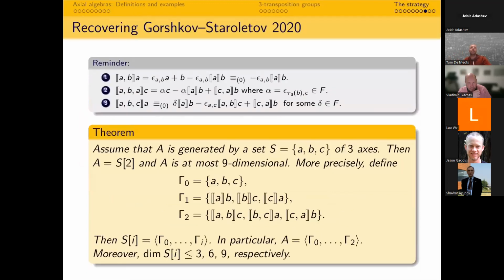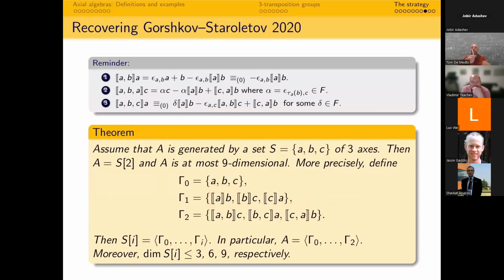Yeah, so the 3-generated case by Goshkov and Stavrolitov from 2020. And this is just how you do it. You build these elements level by level. You start with level A, B, C, then you take a higher level, and you just see that you don't need anything else because AB was 0-equivalent to BA. So you don't need the other elements and so on.